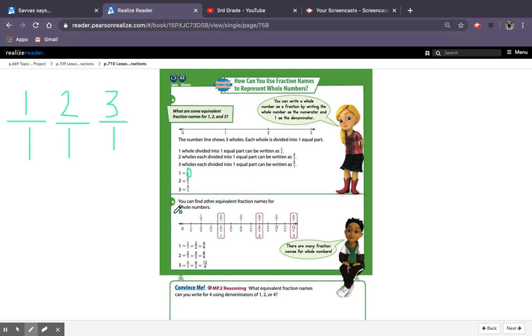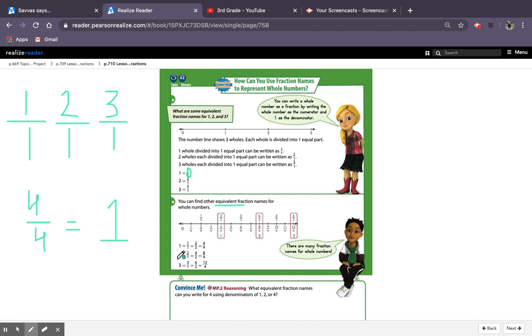Here it says you can find other equivalent fraction names for whole numbers. So this is when we get into becoming equivalent fractions, not just fractions that are equal or that name whole numbers. So here, 1 can be written as 1 over 1, 2 over 2, 4 over 4. Because remember, any fraction where the numerator and the denominator match, they equal the number 1. And then for the number 2, it says 2 over 1, 4 halves, and 8 fourths.